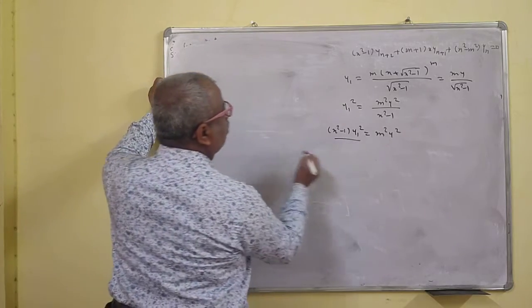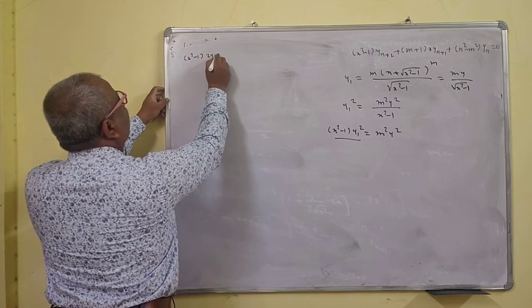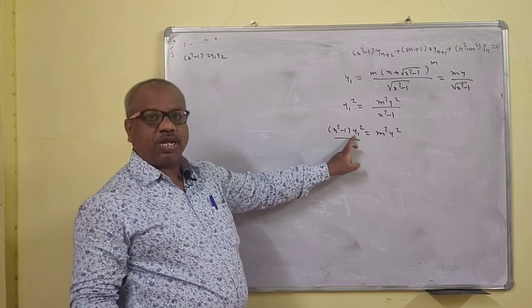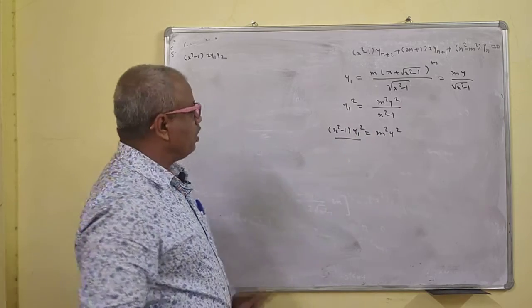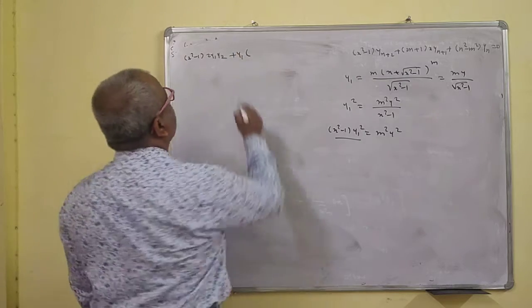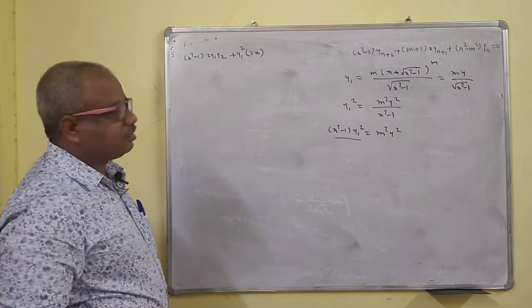Here you have to apply the product rule. So this is what then? (x square minus 1) twice y1 y2. The derivative of y1 square is what? 2y1 into derivative of y1. Derivative of y1 is y2. Plus y1 square as it is. The derivative of x square is twice x.